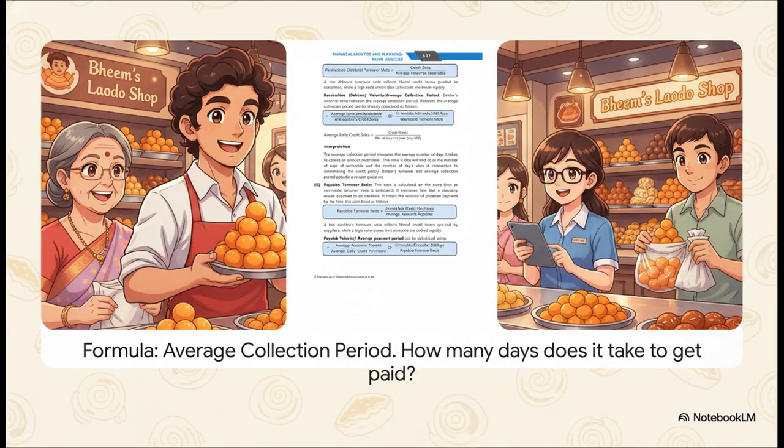But here's the really practical part. We can use this ratio to calculate something called the average collection period. This tells us the exact number of days, on average, it takes Beam to get paid after he sells on credit. And let me tell you, for any business, a shorter collection period is always better. Cash in hand is king.